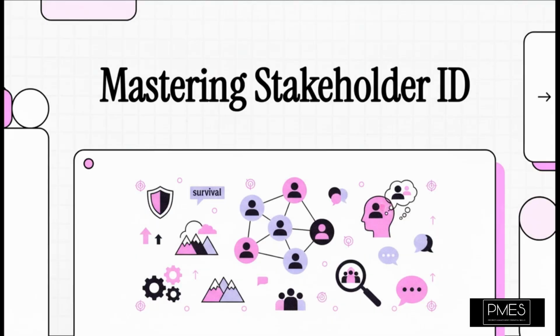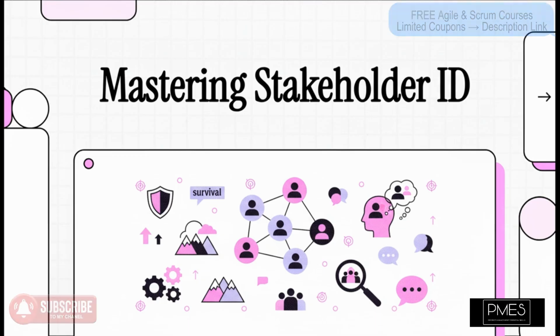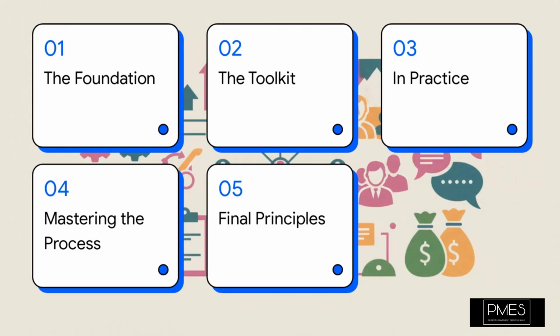All right, let's jump right in. We often get caught up thinking that it's the technical stuff, the code, the engineering, that makes or breaks a project. But honestly, the real battlefield is the people, the human landscape. So today, we're going to master stakeholder identification. And I don't mean just making a checklist, I mean treating it like the absolute survival skill it is for any project leader. So here's how we're going to break it down.